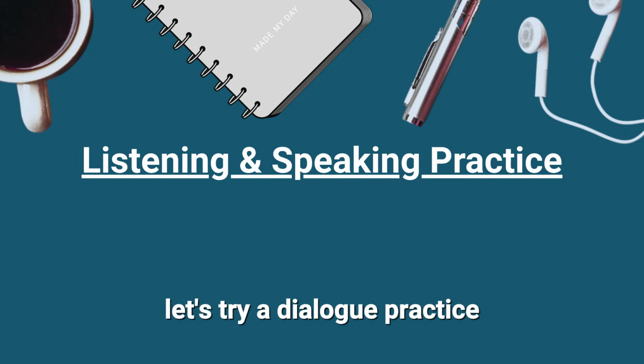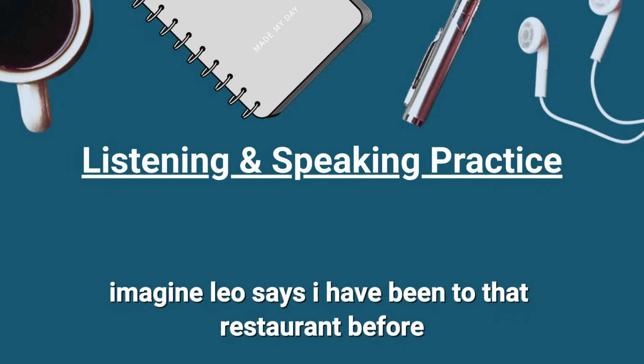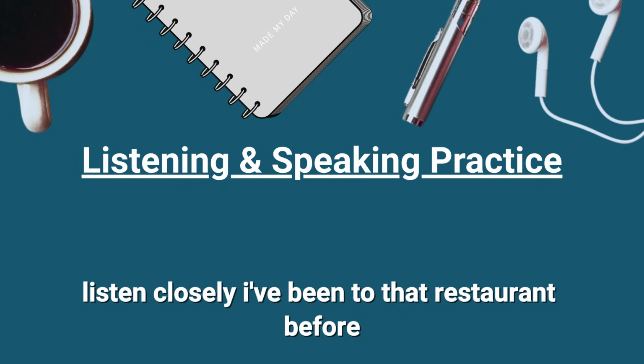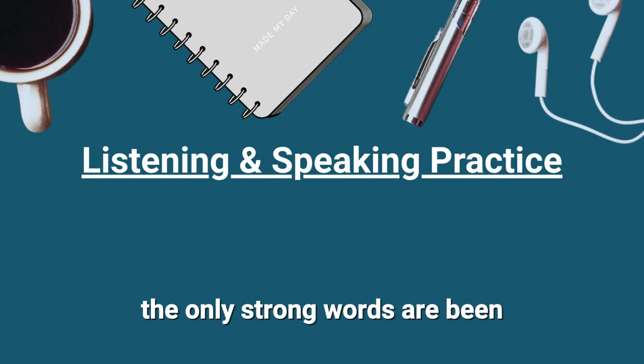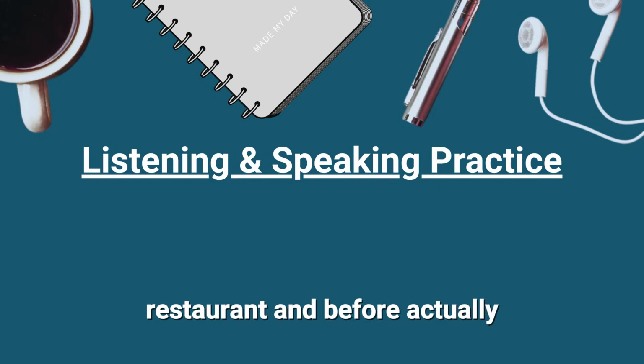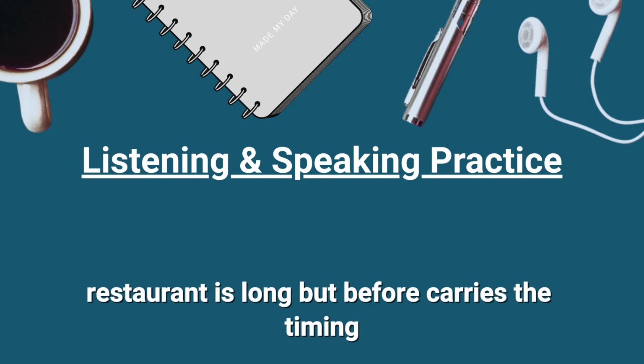Let's try a dialogue practice. Imagine Leo says, I have been to that restaurant before. Listen closely. I've been to that restaurant before. To becomes tuh. Been becomes bin. Have becomes I've. The only strong words are been, restaurant, and before. Actually, restaurant is long, but before carries the timing.